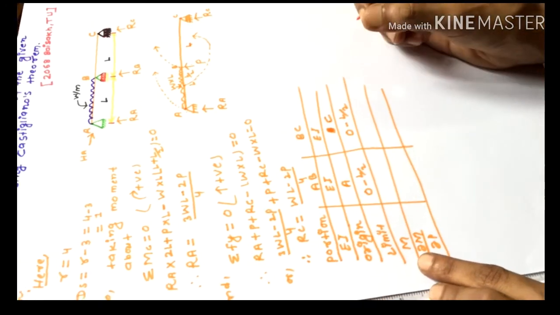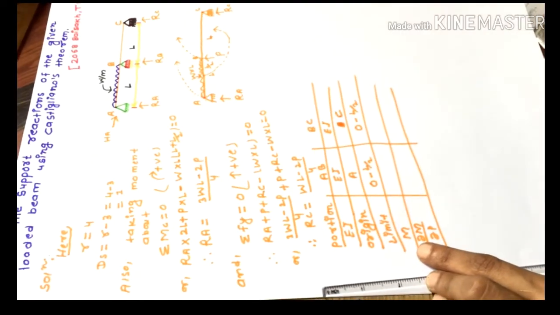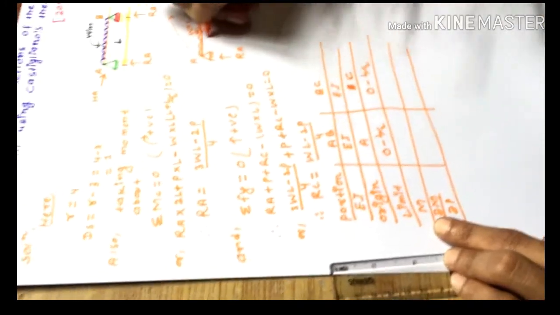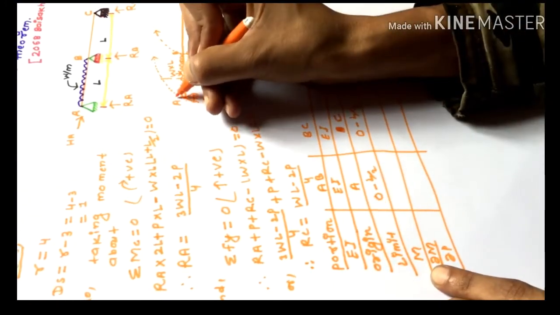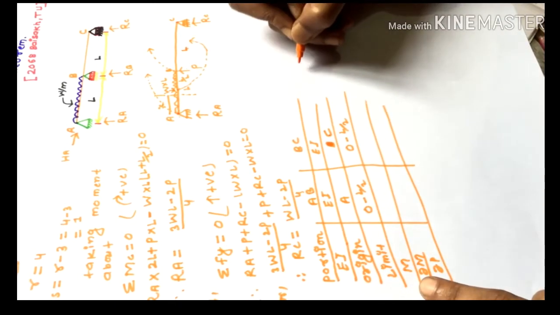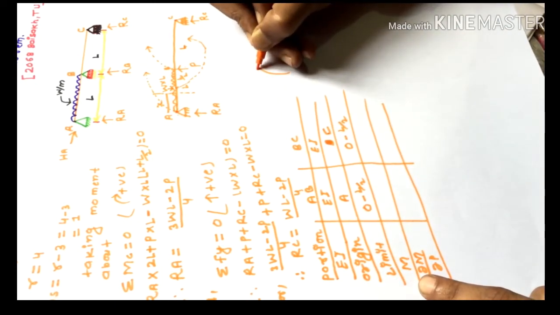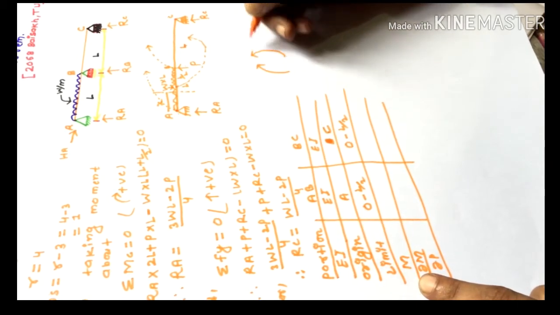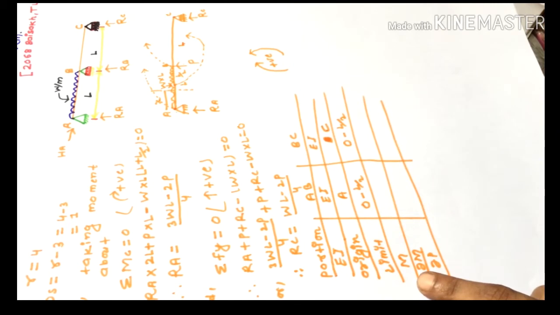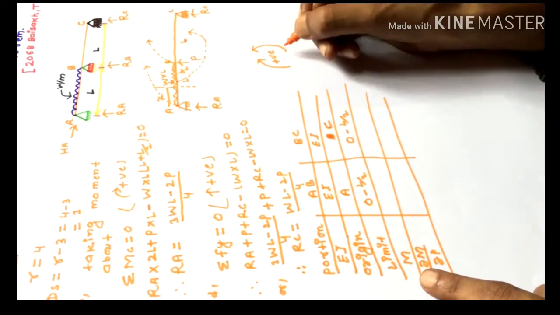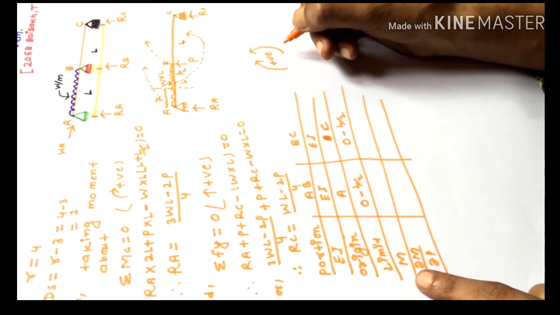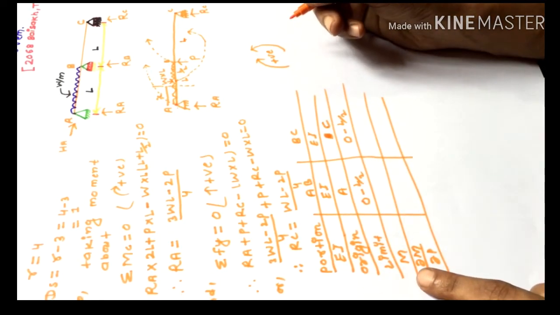Next, what we have to do? We have to calculate the moment. So let us calculate the moment. Let us take a section at a distance x from A. Always keep in mind that on moving from left to right, take clockwise moment as positive, and on moving from right to left, take anti-clockwise moment as positive. So let us calculate the moment.